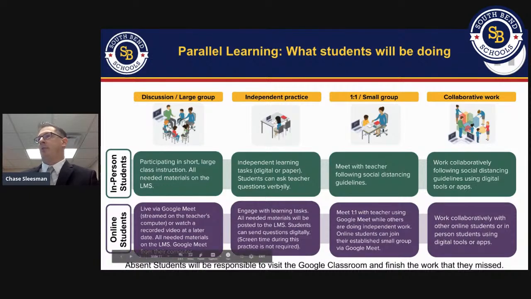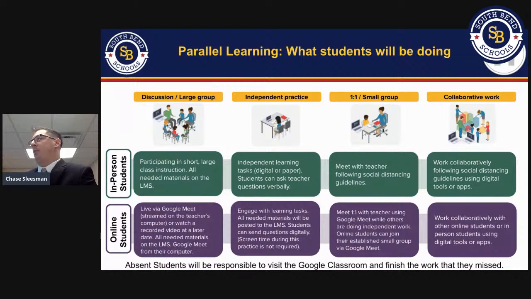When we talk about independent practice under the parallel learning, the independent learning tasks, digital or paper, students can ask the teacher questions verbally. The online students can then engage with the learning tasks. All the materials are already on the LMS, and then the students can send questions digitally.